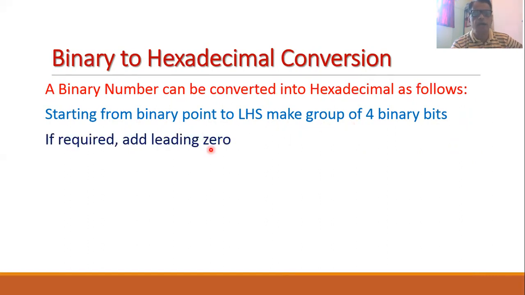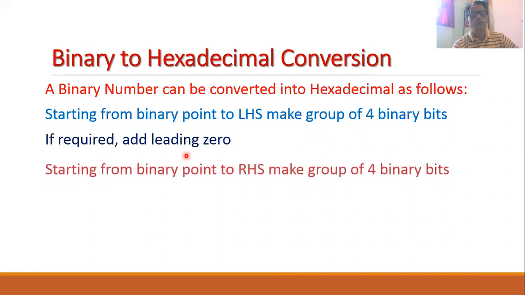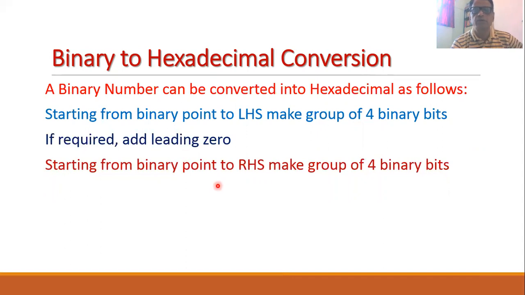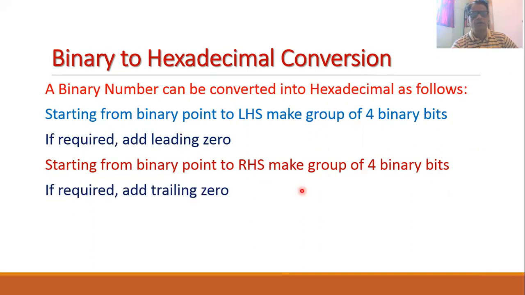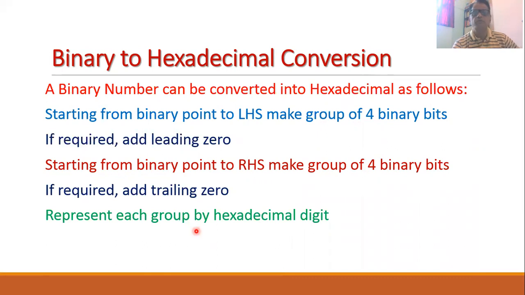Whenever required, you can add leading zeros, as we did in the case of octal. If your binary number has a fractional part, then again you start from the binary point and go to the right-hand side, and here also you make groups of 4 binary bits. Sometimes the number of bits is insufficient, and therefore we need to add trailing zeros. Now every group contains only 4 binary bits, and therefore one group can be represented by one hexadecimal digit.